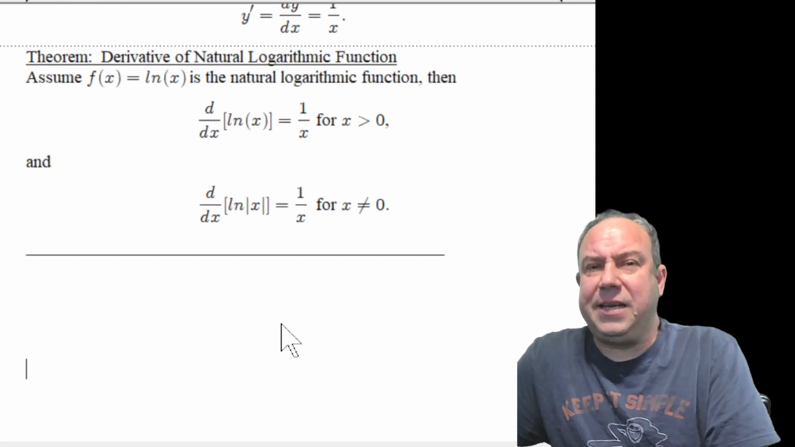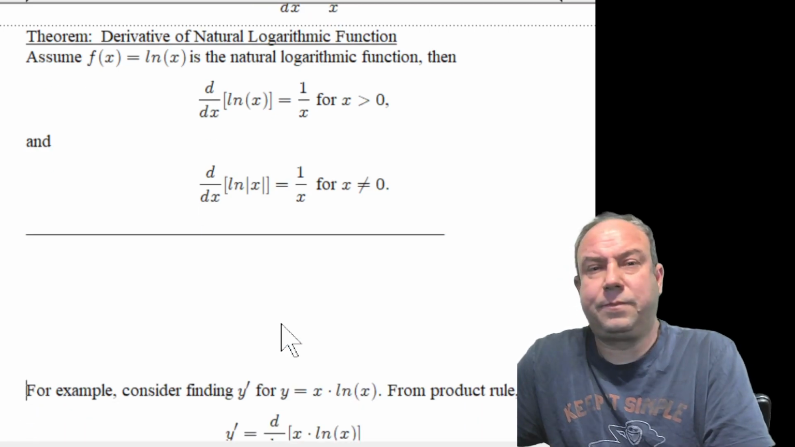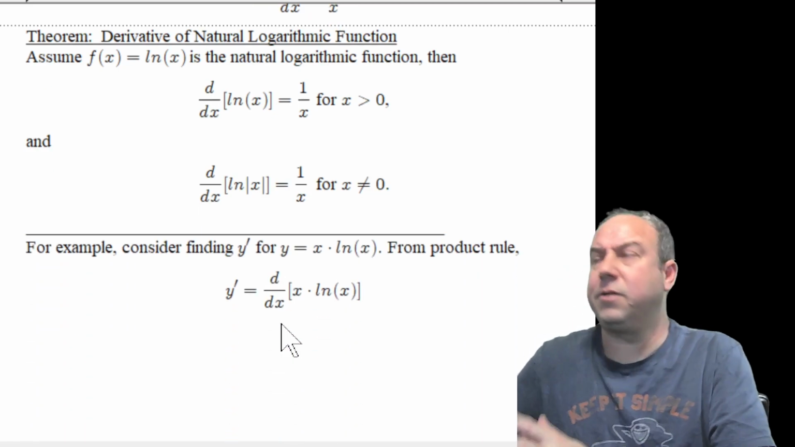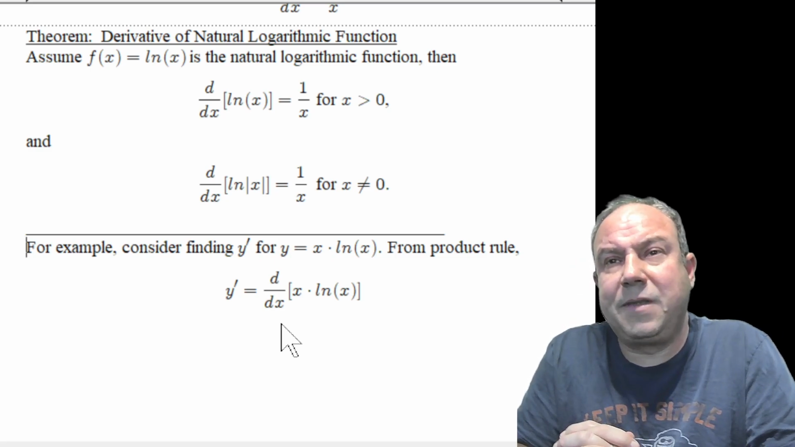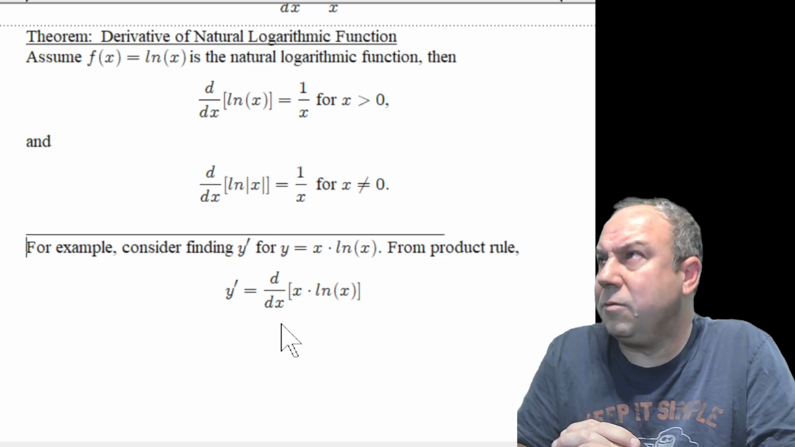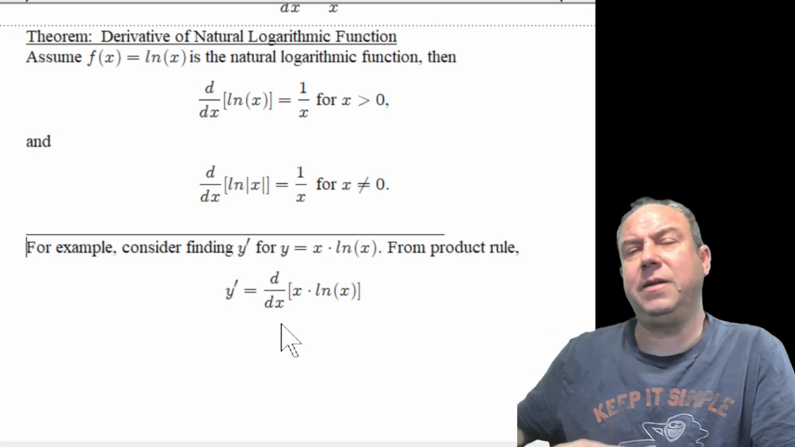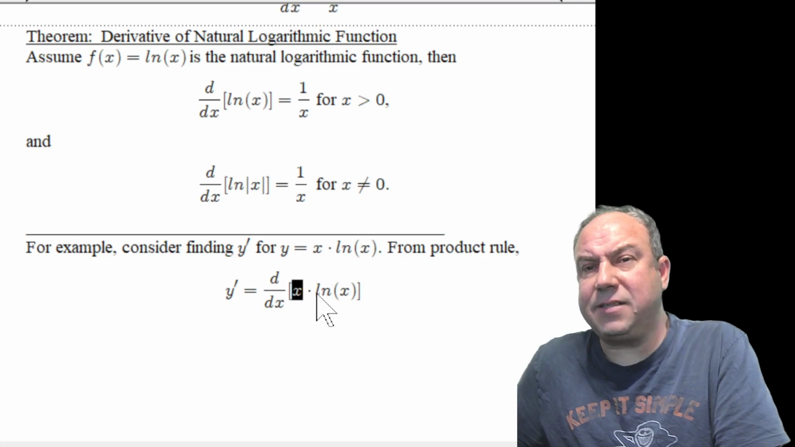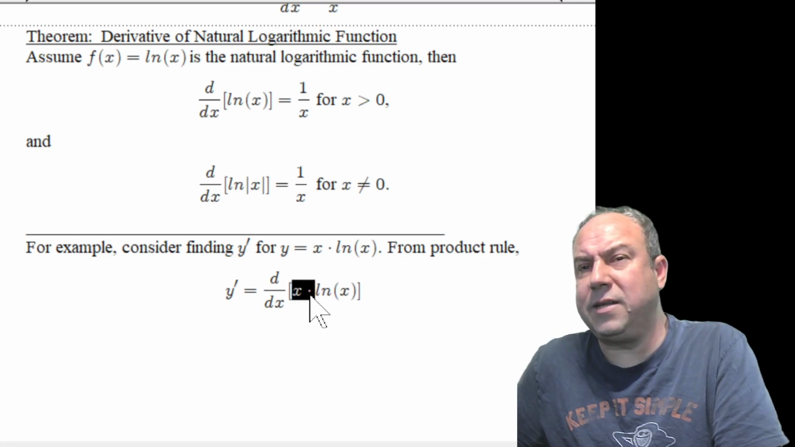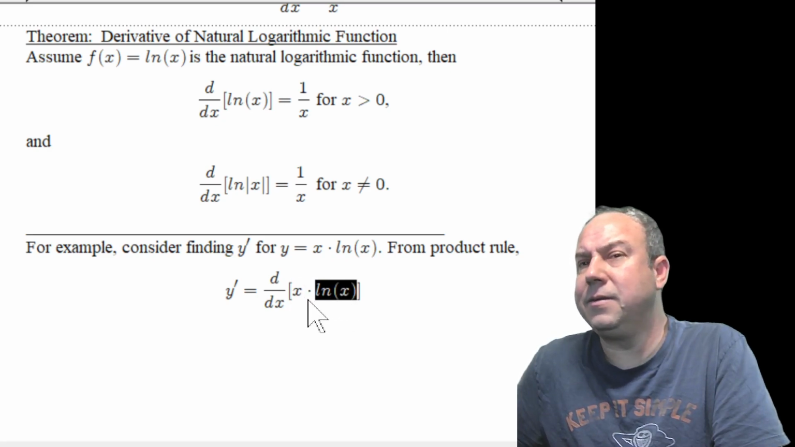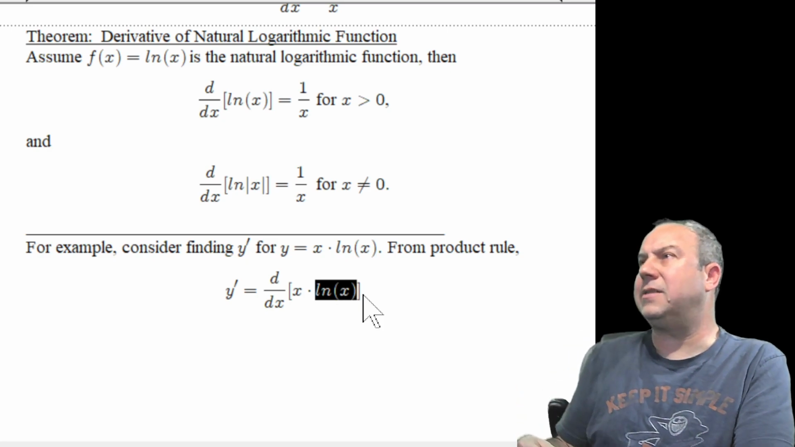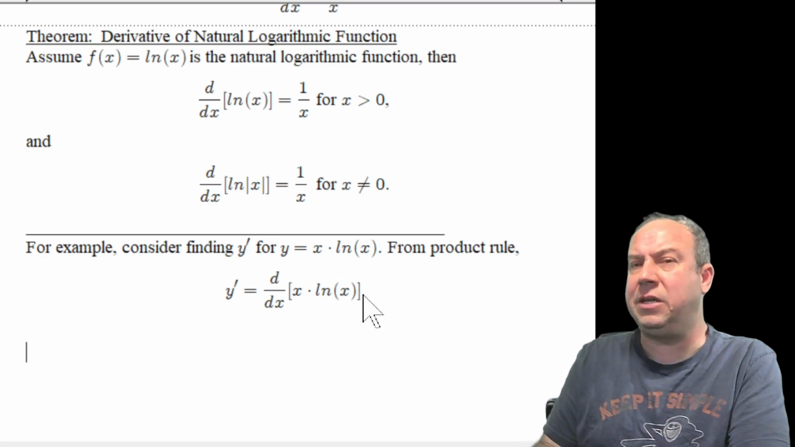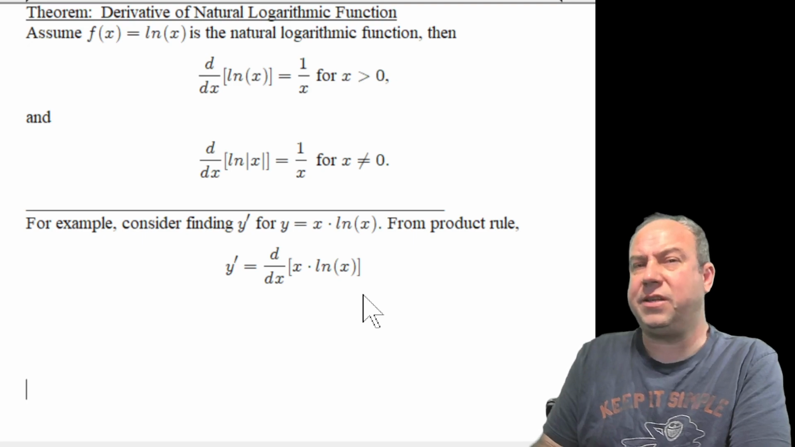Now, if we put that into an example, we might consider finding y prime for x times the ln of x. And that is a little bit of product rule. Right? It's going to be the derivative of x times the ln of x, so that's going to be 1 times the ln of x, plus x times the derivative of ln of x, which is going to be 1 over x. So x times 1 over x is just going to yield 1. And we're going to see that in our result.